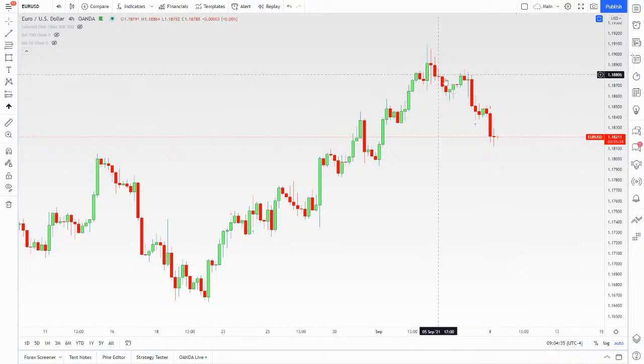So the Euro USD coming down harder than I thought it would. I thought we would find a little bit more demand sooner, but that's all right. That's what happens in trading sometimes. Sometimes you're just a little early to the train. I still think that there is possible bullishness for the euro.